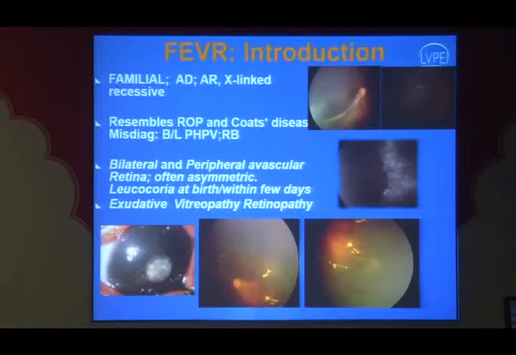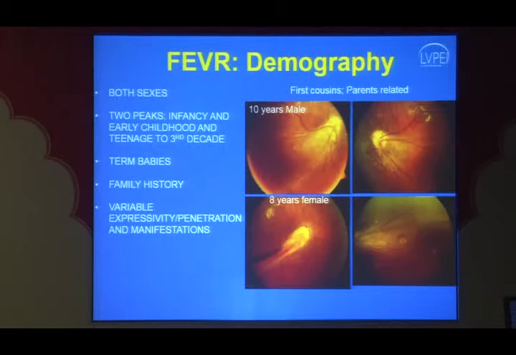It has three components which can be in varying degree. Exudative vitreopathy: vitreopathy is manifested by the dragging, that you see the macula is dragged or the disc is dragged or there are folds, and the retinopathy, which is manifested as hard exudates or new vessels. So these three components can be in varying degree. It happens in both sexes, so there's no preponderance, and it can have two peaks. One is in infancy and early childhood, and the next is in teenage to third decade.